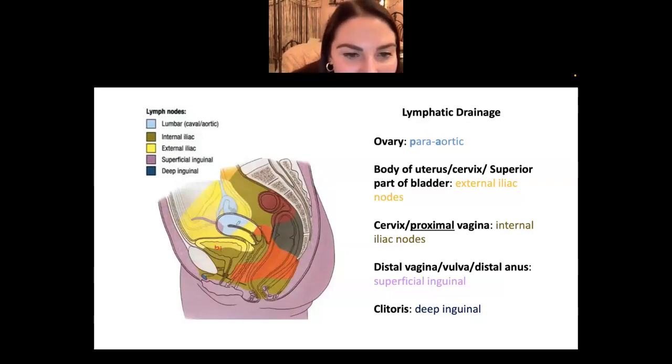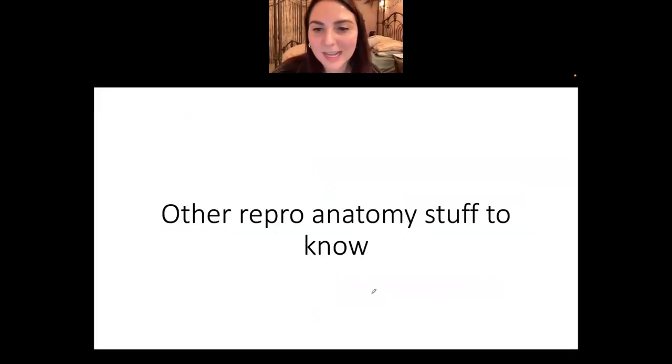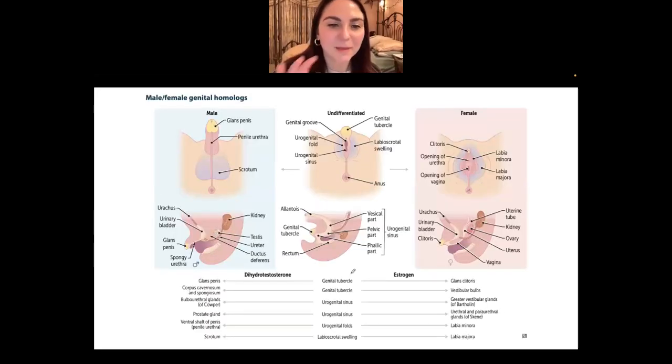Okay, so this is the cross section I was talking about. See how the bladder's down here? This is the uterus, and it sits folded back. So everything we were talking about was back here, and then it leans forward like that. And then everything else is pretty much the same with the analogs.